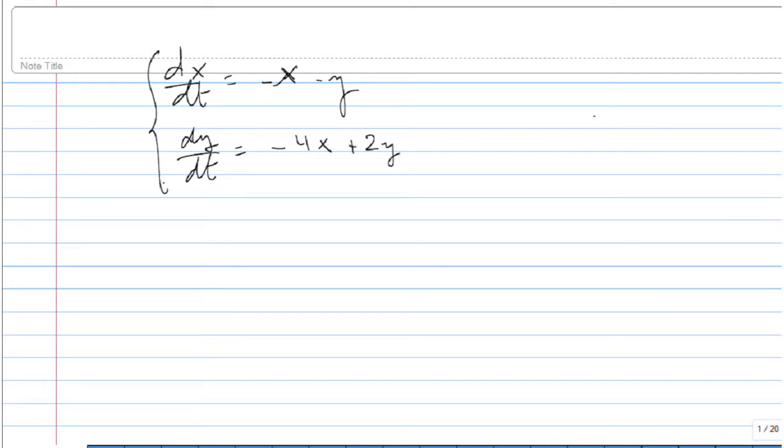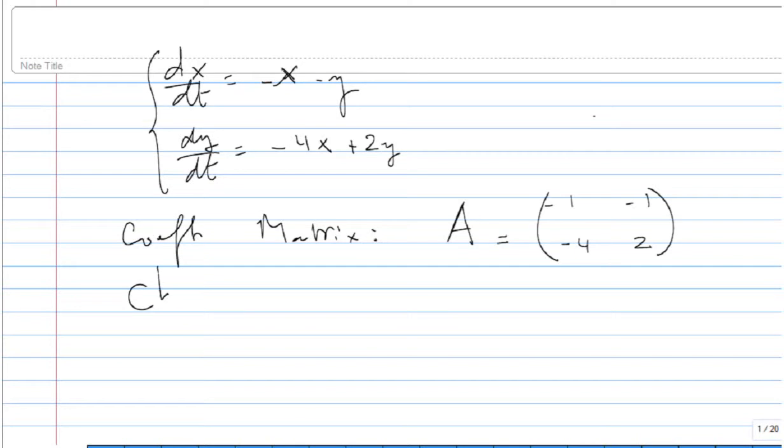So we have the system dx/dt equals minus x minus y, dy/dt equals minus 4x plus 2y. So first, the coefficient matrix. We need the coefficient matrix. A equals minus 1, minus 1, minus 4, 2.